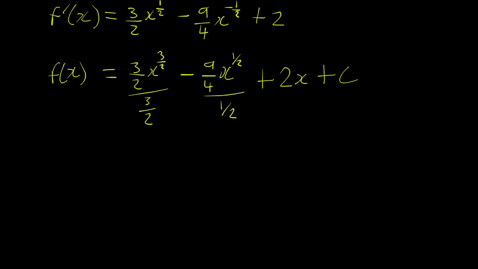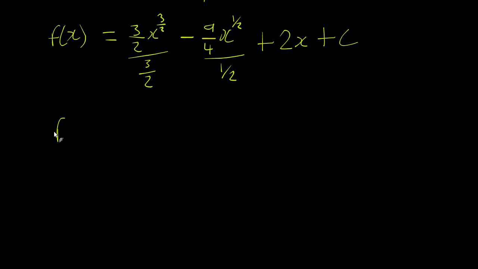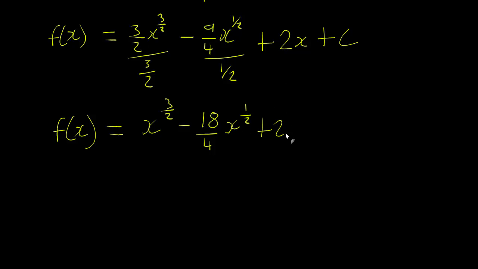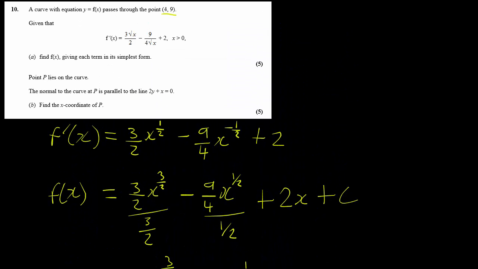So we really need to simplify this a little bit. I left it like this just so we can see what we're dividing by. So the first one we've got 3 over 2 divided by 3 over 2, so they're just going to cancel out. So it's going to be x to the 3 over 2. The next term, if we're dividing by a half, that's the same as timesing by 2. So this would be the same as 18 over 4 x to the half, plus 2x plus c, as it is. We could also make this 18 over 4 into 9 over 2, just to cancel it down, but I'll leave that as it is for the moment.